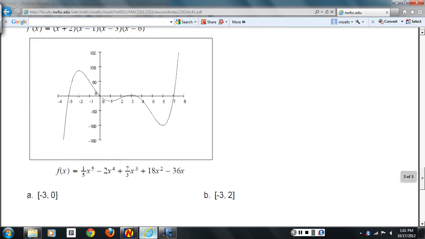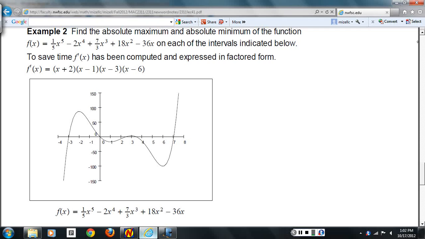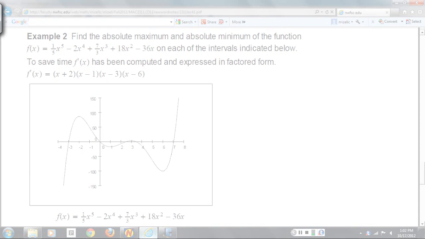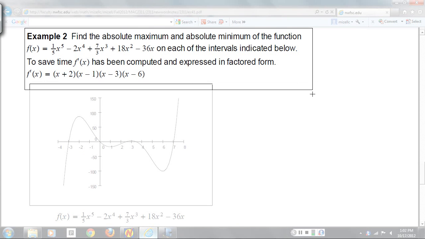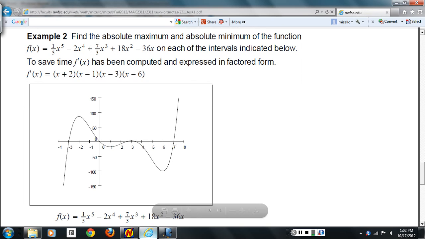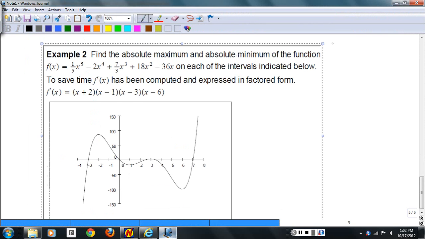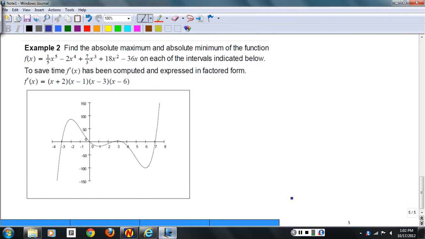So let's see, several intervals there, but let's consider the function. Find the absolute maximum and absolute minimum of this function on these intervals, and to save time, I've even gone ahead and calculated the derivative and put it in factored form. Wow. If only I would do that on the test, huh? Not too tough, really.